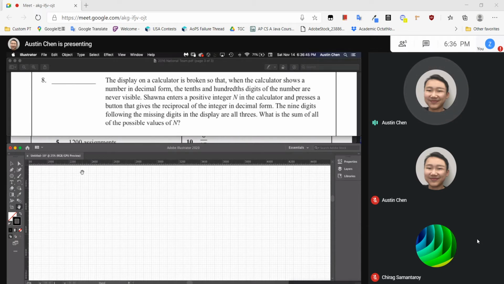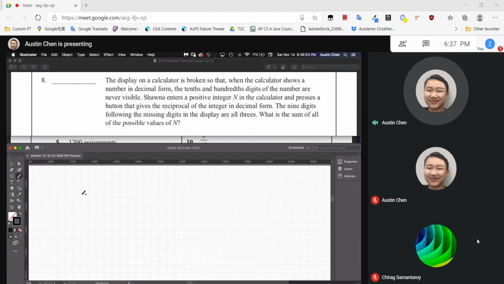All right, so our calculator, we can't see the tenths or hundredths digit of the number, so those are empty, or we don't know what they are. And then after this, we have all threes.